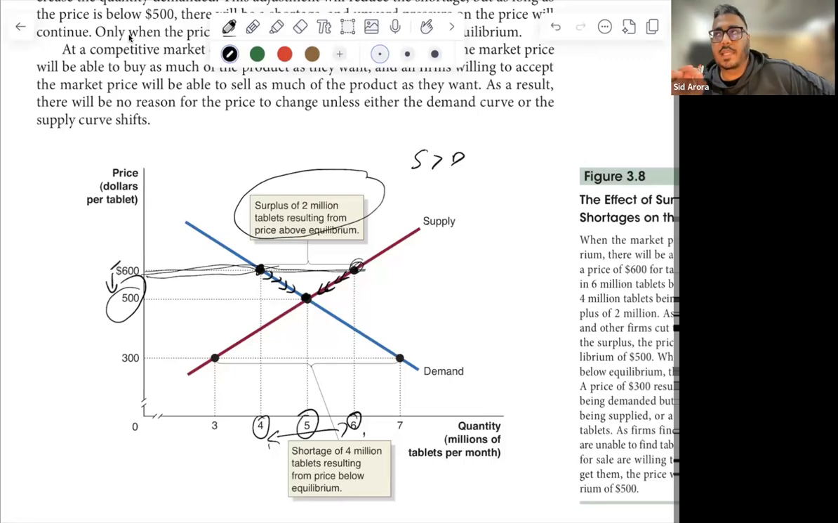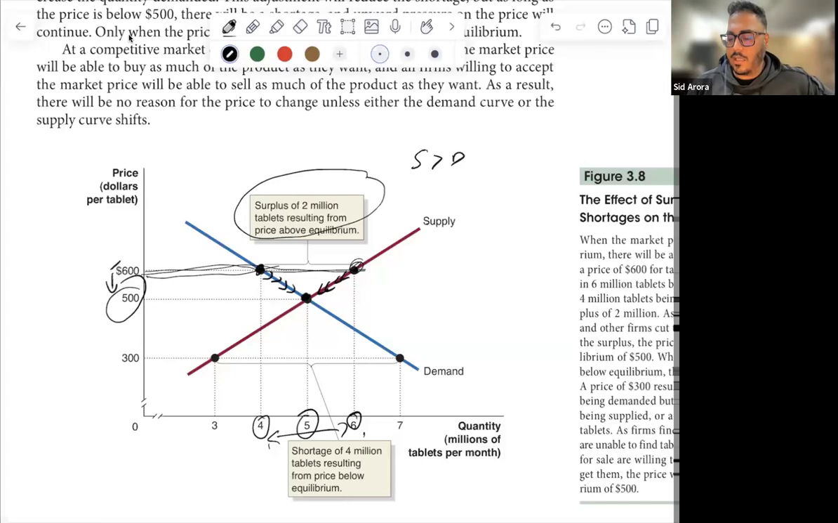Essentially, when there's too much of the good, the producers want to get rid of their inventory. So to do that, they're going to start reducing the price of the product. As they start reducing the price, the buyers see that and they want to buy more. So the demand starts increasing and their inventories start going down because they're selling more. So both of those forces combine together to reach back at the point of equilibrium.